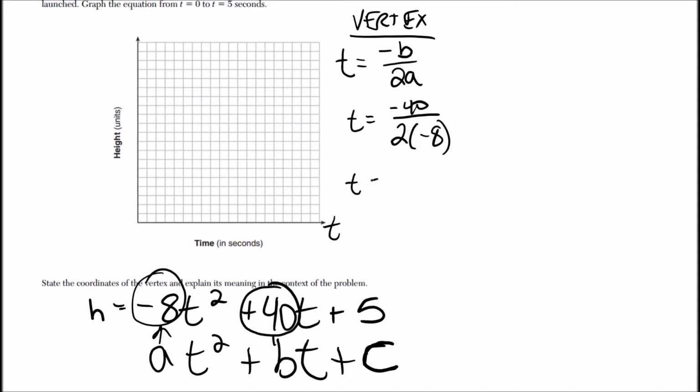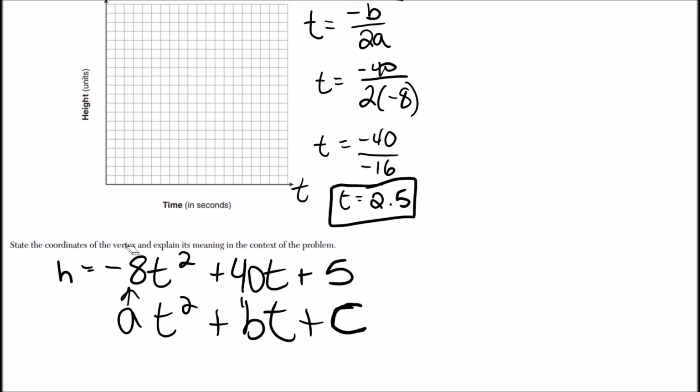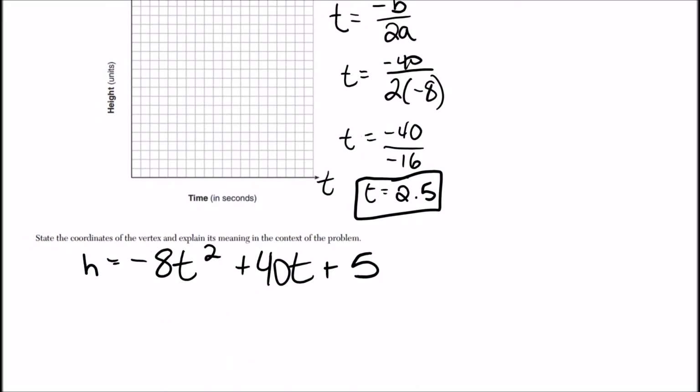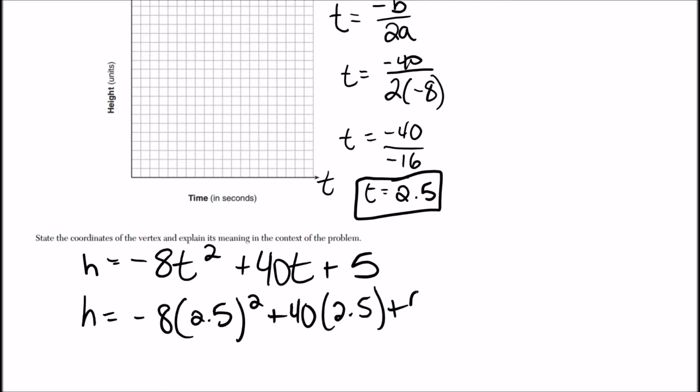So then we can solve this out. T equals negative 40 over negative 16. So t is going to equal 2.5. All right, so there's my t value in this case. Now I need to find out what the height is at 2.5. So let's go back down to this equation here. And what I'm going to do is I'm going to go ahead and substitute back in that 2.5, negative 8 times 2.5 squared plus 40 times 2.5 plus 5.